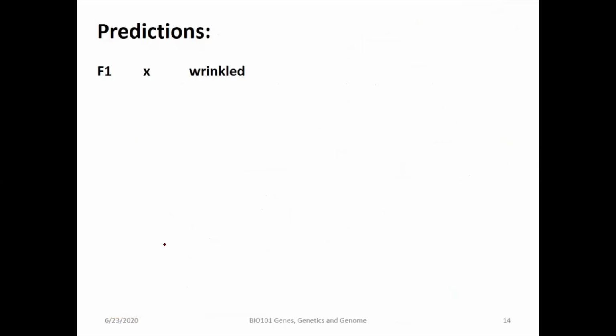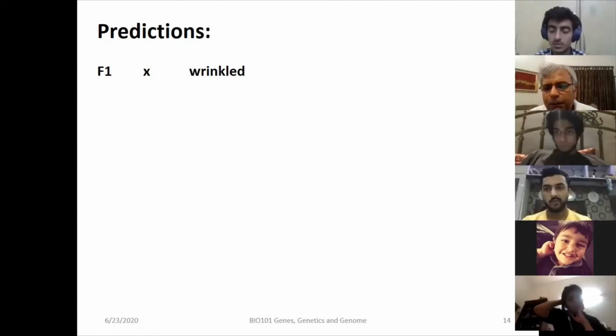Now, if I give you a question, can you solve it right now? So I give you F1 round, and you are going to cross it with pure breeding wrinkled. All of you, it's a question for you to solve in the next 2 minutes. It's doable in 2 minutes. F1 round, cross it with pure breeding wrinkled. What ratio do you get in progeny? Round versus wrinkled.